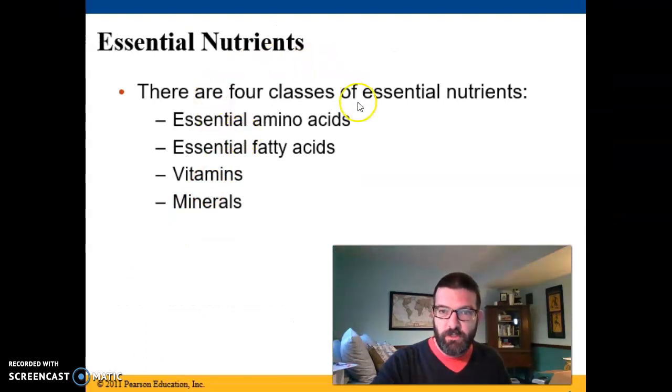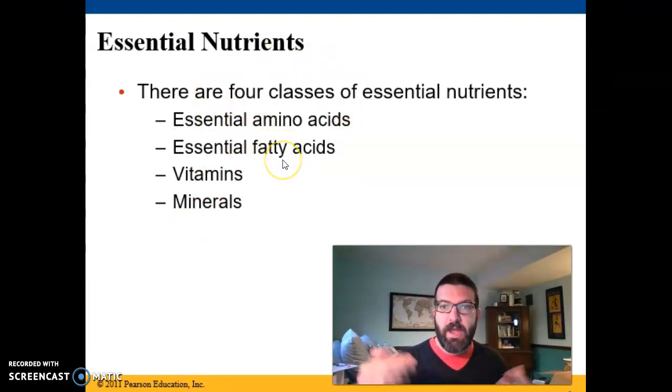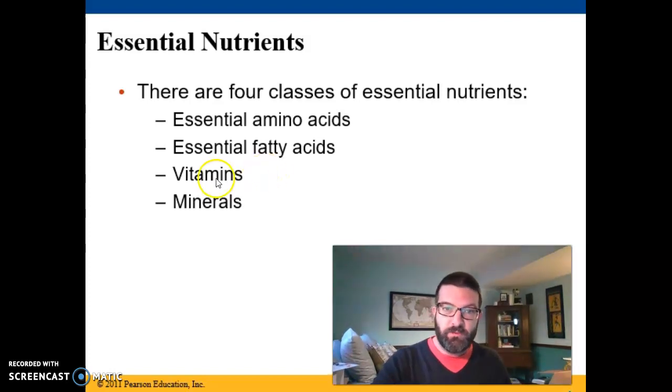So we have essential amino acids and fatty acids, which are macronutrients that have to be consumed, that we cannot produce ourselves. But there are also micronutrients that we can't produce ourselves. And if they are organic micronutrients, we call them vitamins. If they are inorganic micronutrients, like sodium or iron, things like that, we call them minerals.